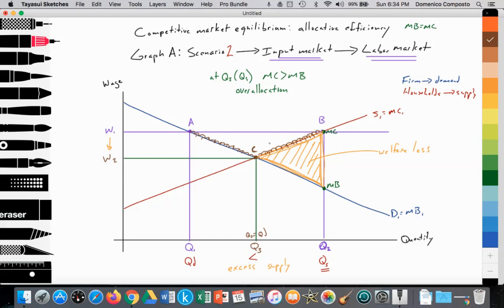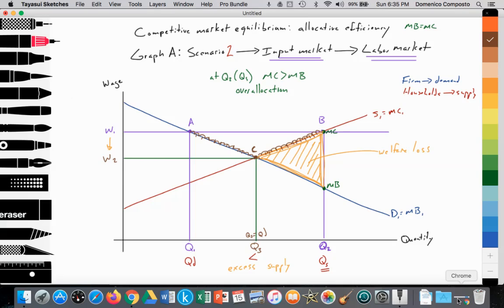As the wage falls, the quantity supplied of labor decreases from point B to point C, or from Q2 to Q3. The quantity demanded by firms increases from point A to point C, or from Q1 to Q3, until S1 equals D1, or where marginal cost equals marginal benefit, which is allocatively efficient, providing an equilibrium wage at W2 and an equilibrium quantity at Q3, where QS equals QD.